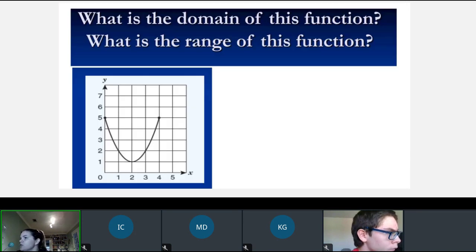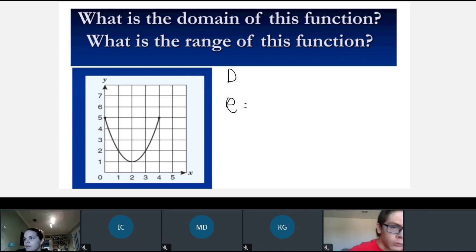Okay, so now I want you to try on your own paper. We're going to write out what is the domain and what is the range. So again, if you want to draw a box around it, great. If you just want to move left and right first and then up and down, also fine. I want you to use whichever method works the best for you and makes the most sense to you.